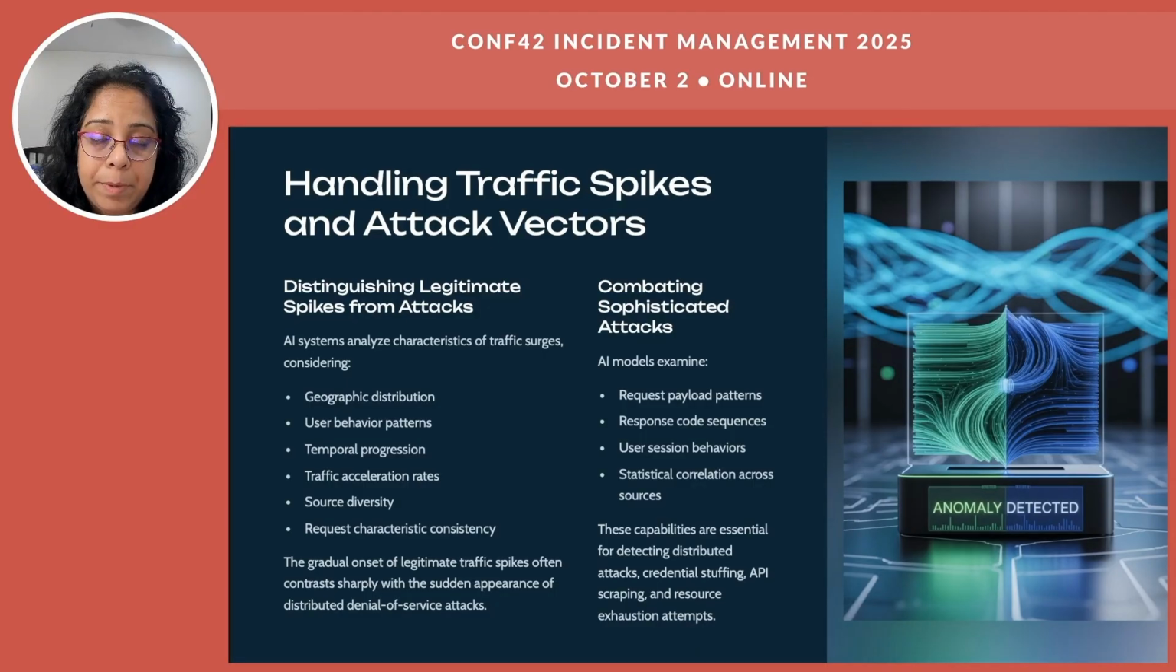Preventing API scraping. So what happens? A competitor uses a bot to systematically steal Sarah's entire inventory.